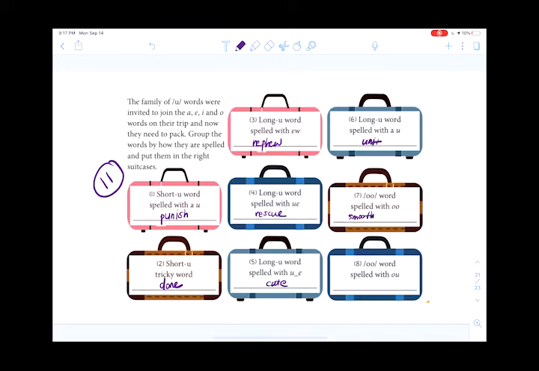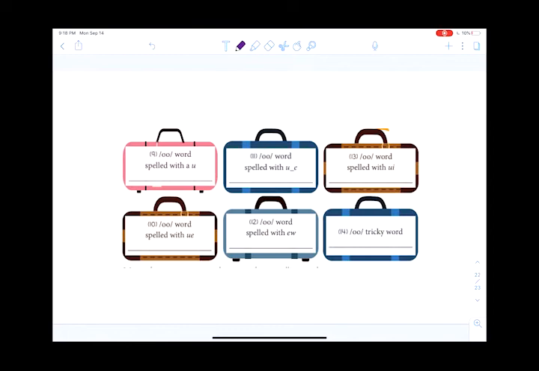Number eight is group. Number nine is truth. Number 10 is glue. Number 11 is tube. Number 12 is through. Number 13 is fruit. And number 14 is prove.